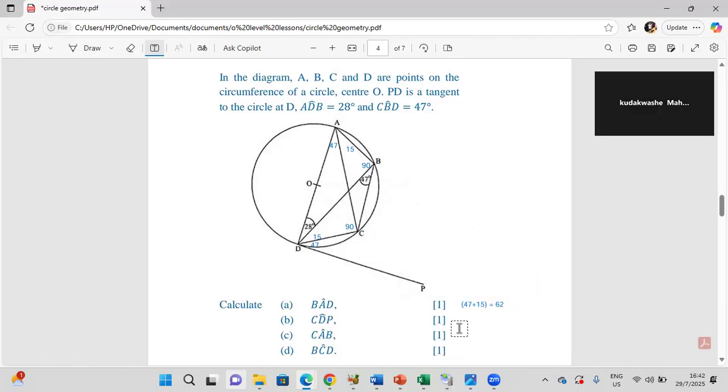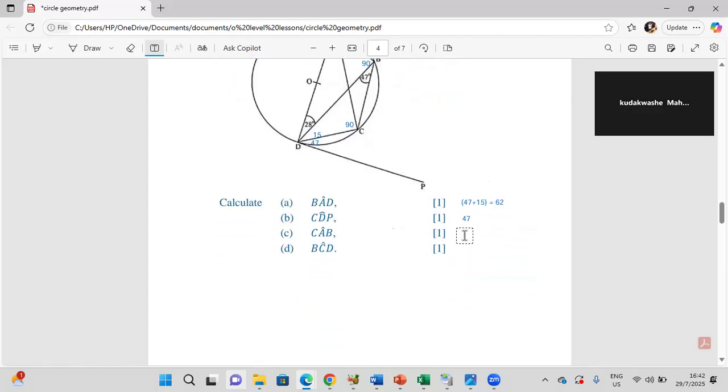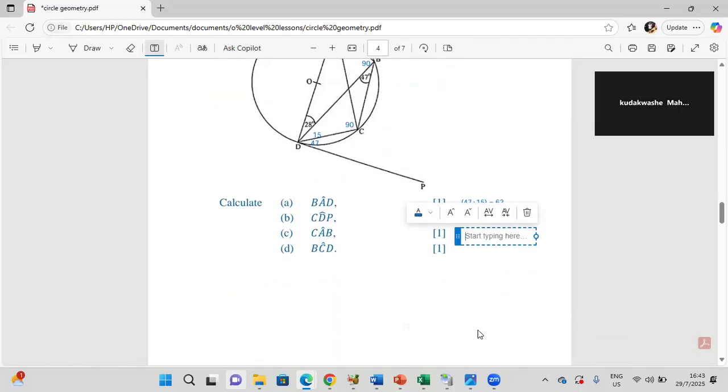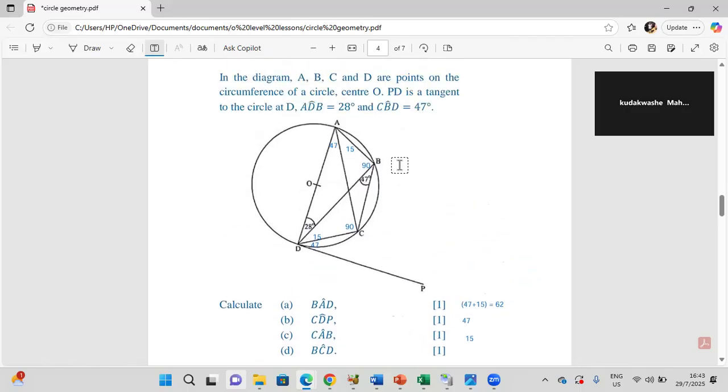Then the next angle is CDP. C, D, then we go to P. That's 47. The next angle, CAB. C, we go to A, we come to B. That's 15. Then BCD. B, C, D. So we want the whole angle here.